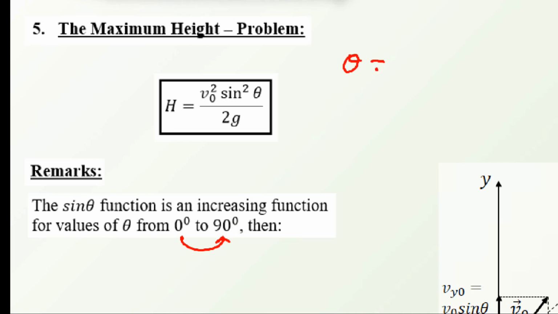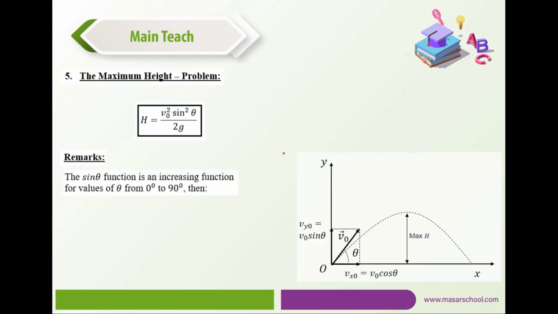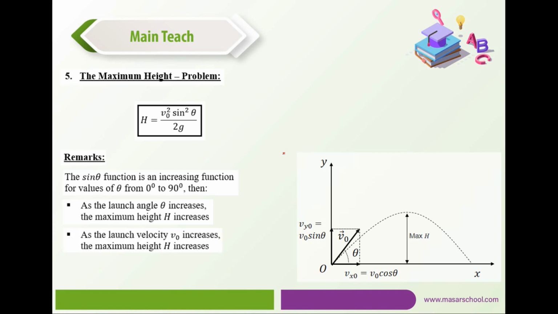So if theta equals 90 degrees, that would mean sine theta is equal to 1, because sine 90 is equal to 1, and that would reduce the problem as if we're launching. So it will be a free fall with an initial launch upward. So as the launch angle theta increases, the maximum height H increases, and as the launch velocity V0 increases, the maximum height H increases as well.